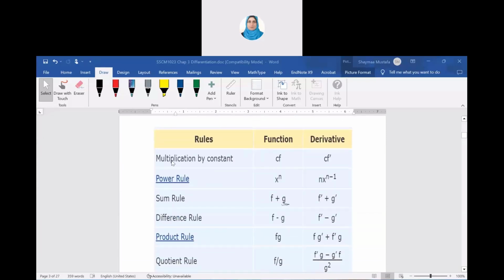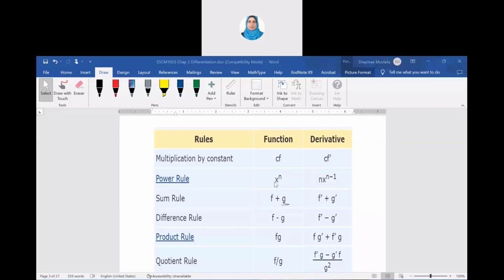This is also the general rule. If you have a constant multiplied by any function, then the derivative is equal to the same constant multiplied by the derivative of the function.